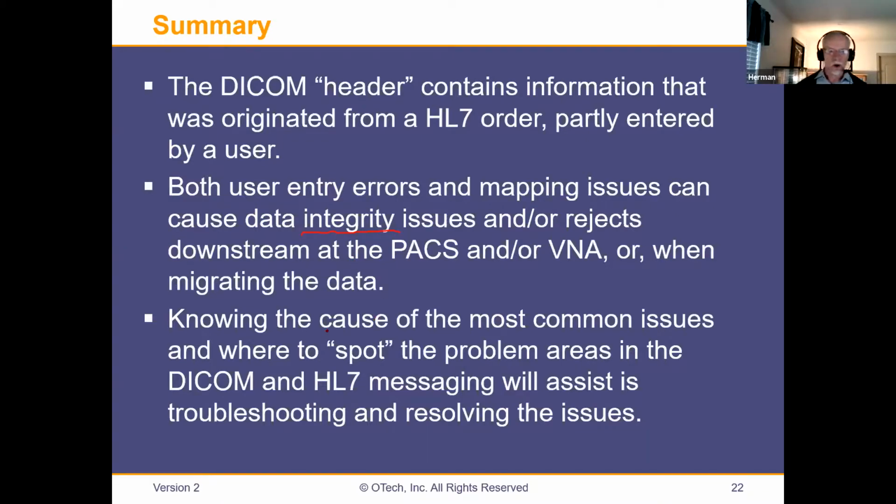So you want to know the cause of the most common issues. You want to spot the problem areas, and there are not that many. We looked at these HL7 messages. There's probably only a handful. What do you look for? Accession number, procedure code, patient ID, patient name, maybe less than 10 that always give problems. So you don't necessarily have to understand everything. But if you know where to find those 10 important critical attributes, referring physician, right?